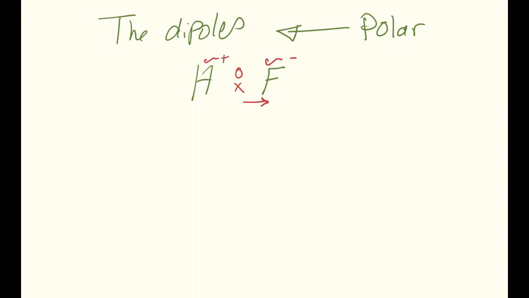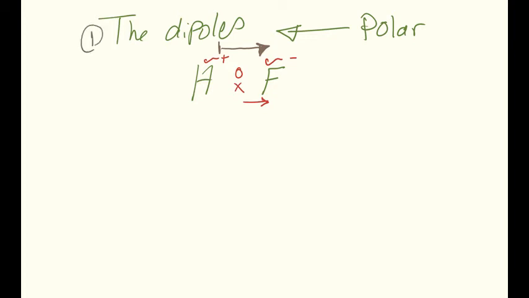Finally, you should draw what we call the dipole. The dipole shows the direction of movement of electrons. Those electrons are directed from the low electronegative element to the higher one. So the dipole will be drawn like this: an arrow showing the direction of movement of electrons from H to F.